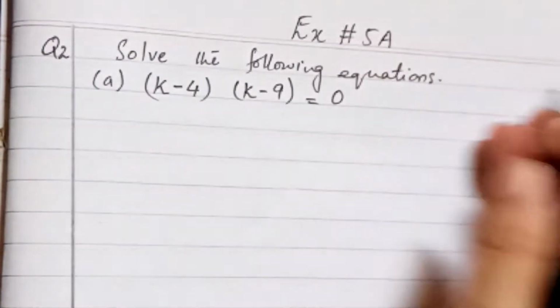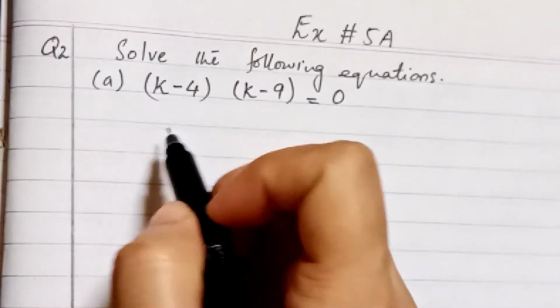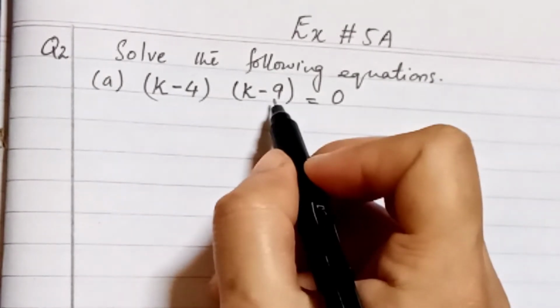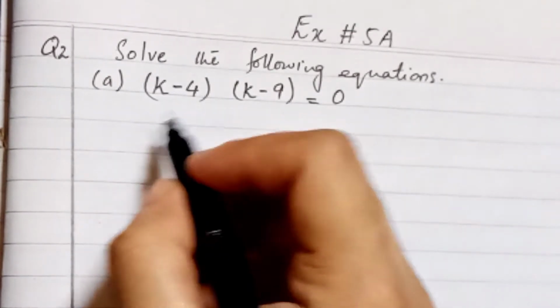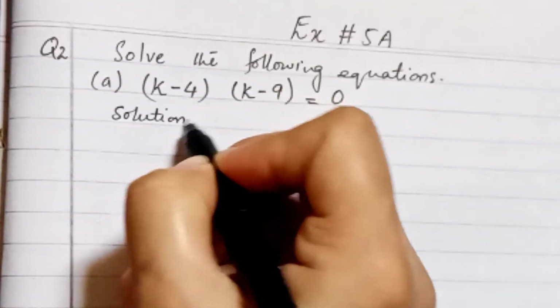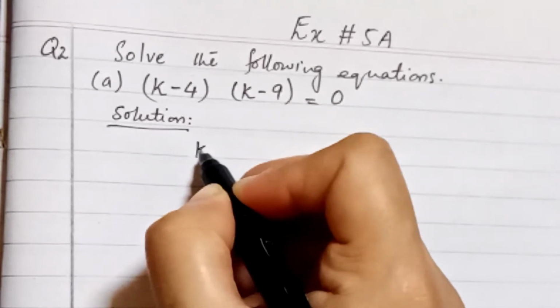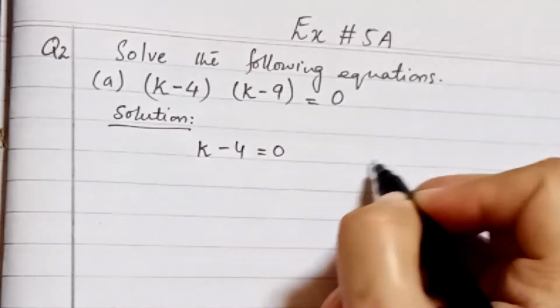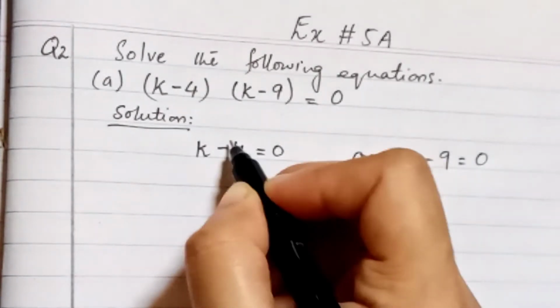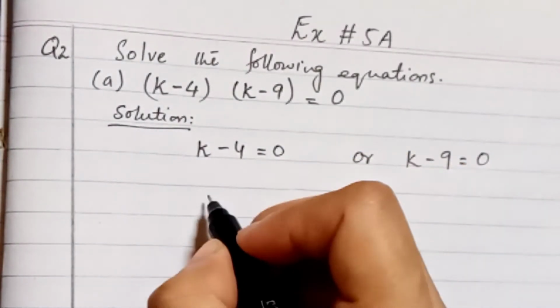Starting the solution from question number 2 part A. Here we have two factors, k minus 4 and the other factor is k minus 9. So by using the zero product property, we have to equate both of them to 0. k minus 4 equals 0 or k minus 9 equals 0. So we have to move this minus 4 to the other hand side.